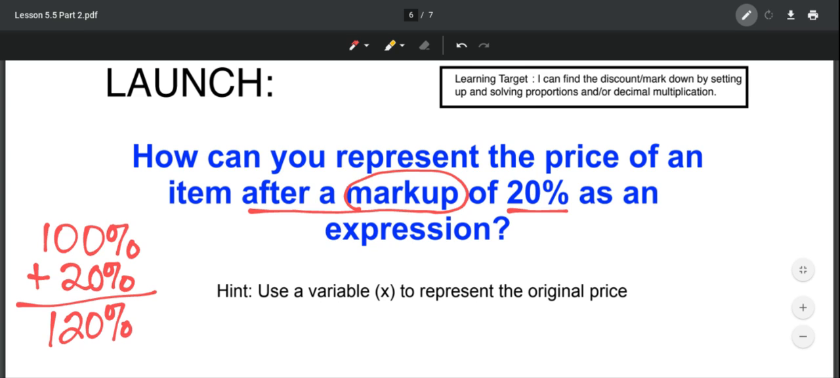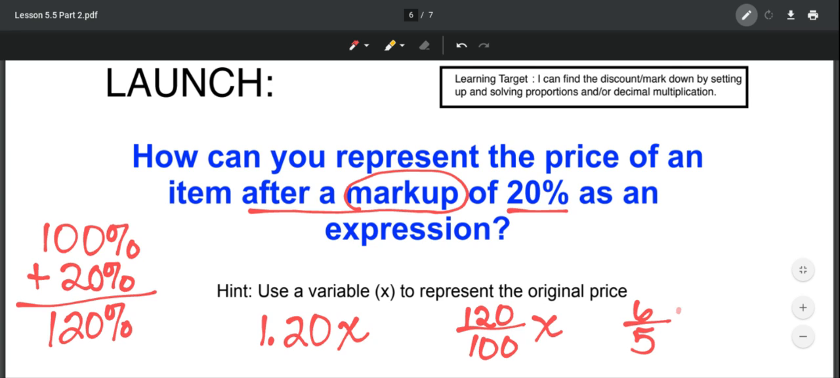So therefore, if we do 1.20, which is the decimal value for 120%, times the original price, you would have the expression you need to see how much an item costs after that markup. Again, we could use a fraction, 120 over 100 x, or the reduced version, which is 6 over 5 x.